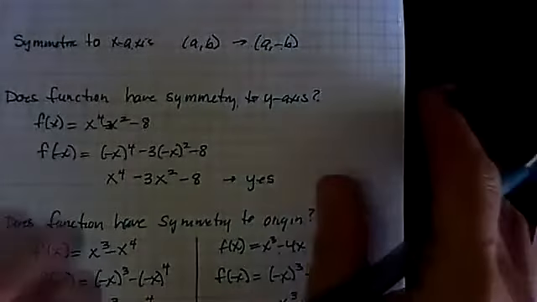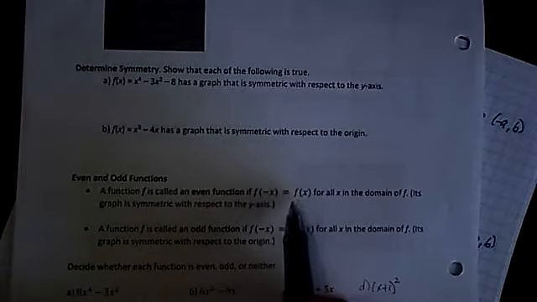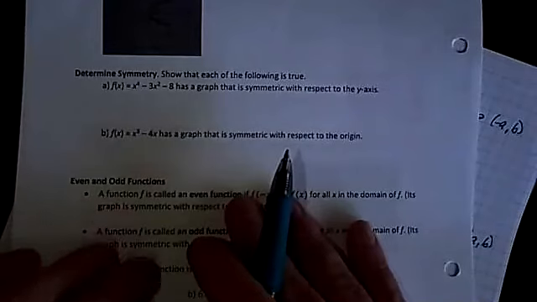Let me first of all go through this with you on even and odd functions. A function is called an even function if I put a negative in and it comes out to be just that original function. Well, that's exactly what we talked about when we talked about being symmetric around the y-axis. So if it has symmetry with the y-axis, it's an even function.